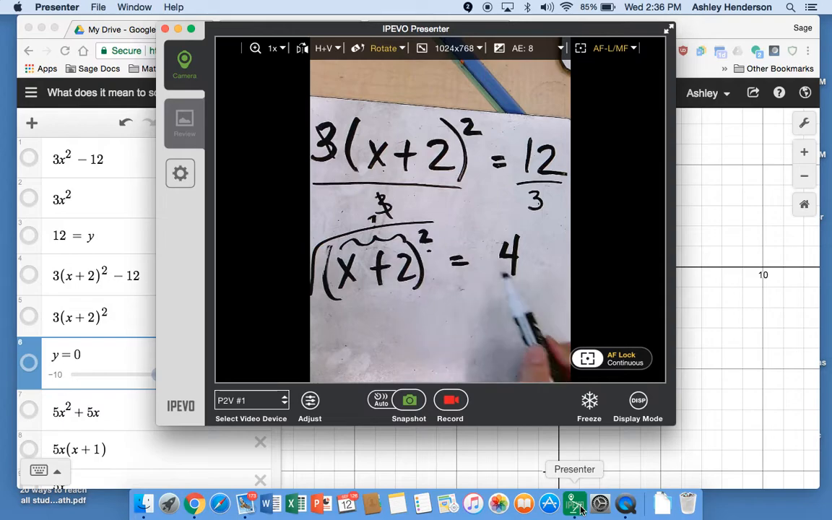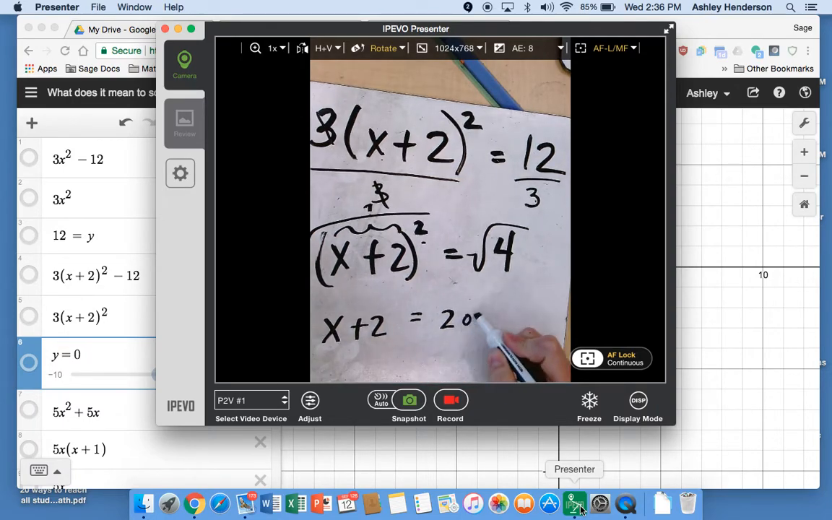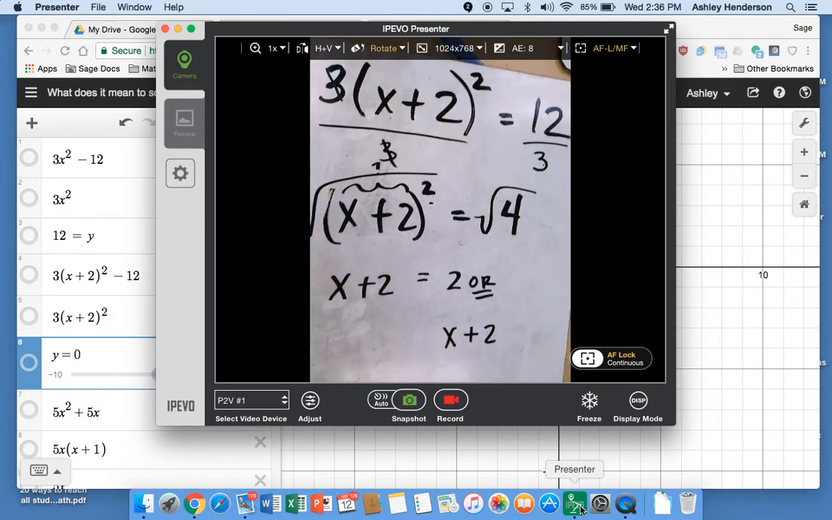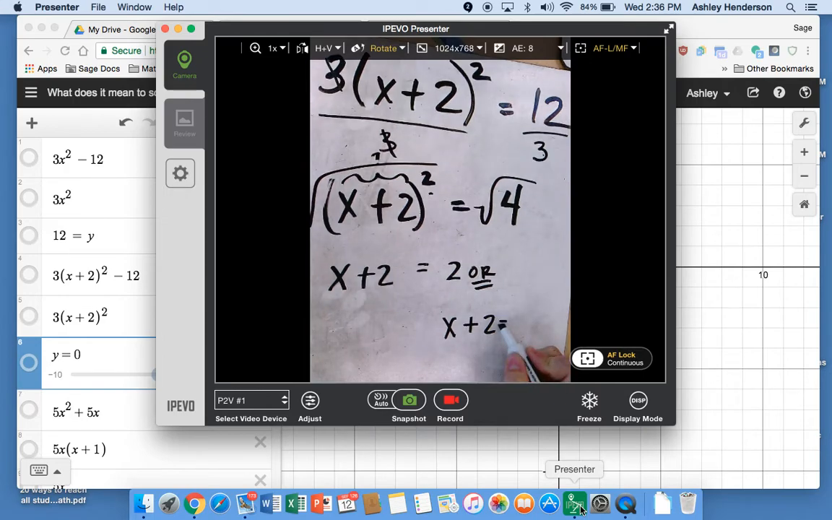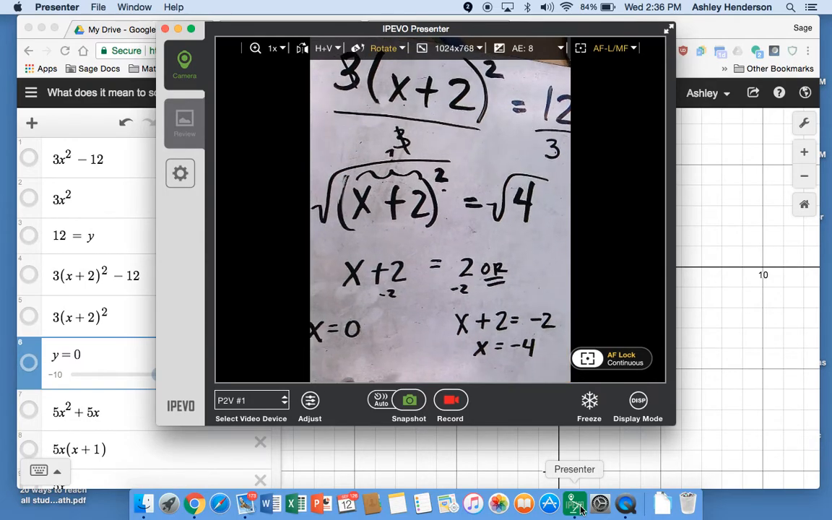We can say that the number that times itself is 4, x plus 2, is either equal to 2 or x plus 2 is equal to negative 2. So we can get from this section x is 0, or from this section x is negative 4. You can see that. There you go.